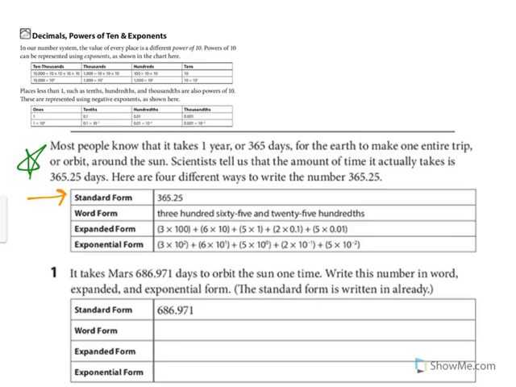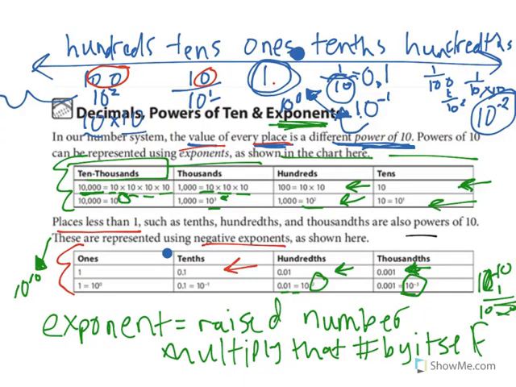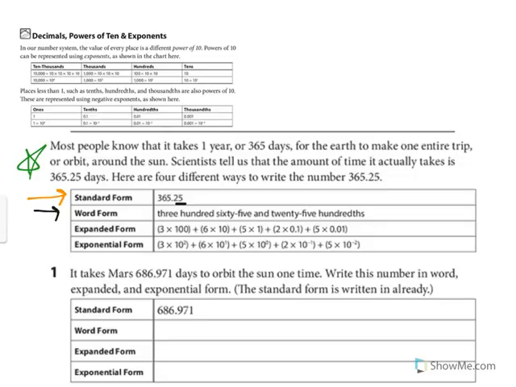Then we see word form. That's when you write it out in language. 365 and 25 hundredths. Okay, so you need to know how to label your decimals. What place value are you using? You can see that in this chart. Okay, you can see the name of the place values there.